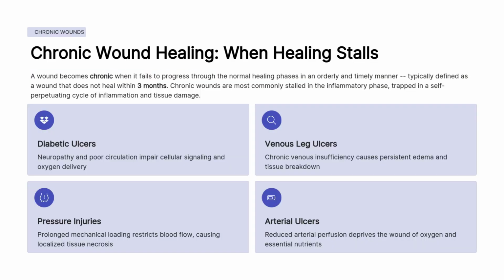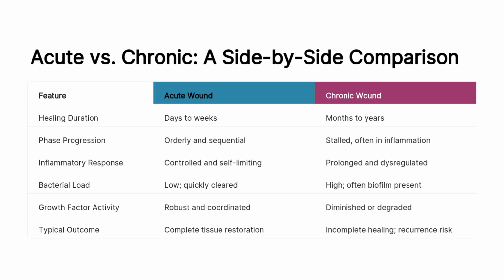Chronic wounds fail to heal within 3 months, often stalling in the inflammatory phase. Diabetic ulcers result from neuropathy and poor circulation. Venous leg ulcers arise from chronic venous insufficiency. Pressure injuries are due to prolonged mechanical loading, while arterial ulcers stem from reduced arterial perfusion, depriving wounds of oxygen and nutrients. Let's compare acute and chronic wounds.